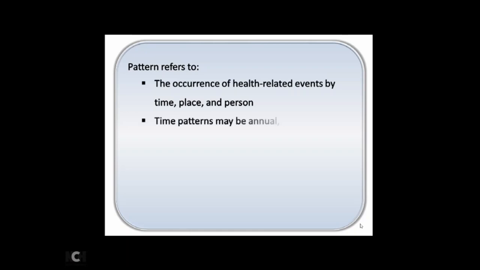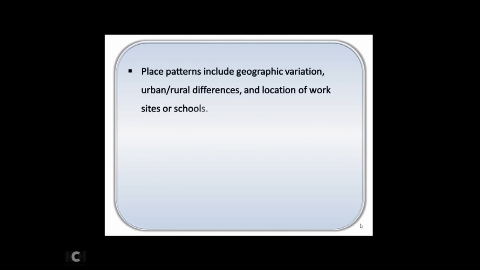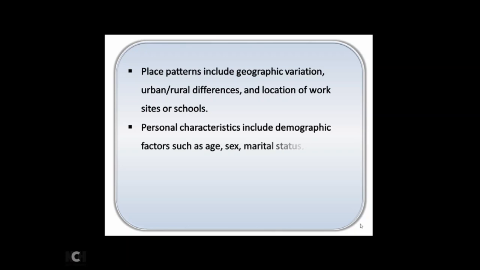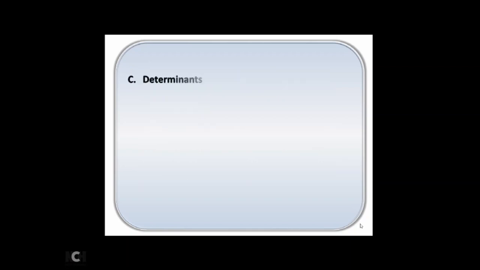Time patterns may be annual, seasonal, weekly, daily, hourly, or any other breakdown of time that may influence disease or injury occurrence. Place patterns include geographic variations, urban or rural differences, and locations of work sites or schools. Personal characteristics include demographic factors such as age, sex, marital status, and socioeconomic status, as well as behavioral and environmental exposures.